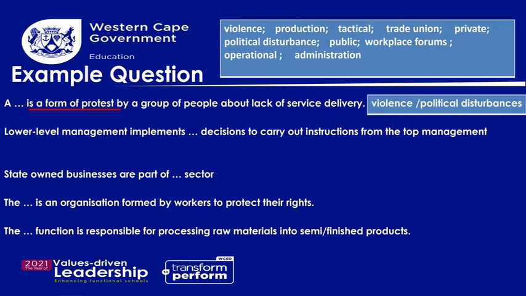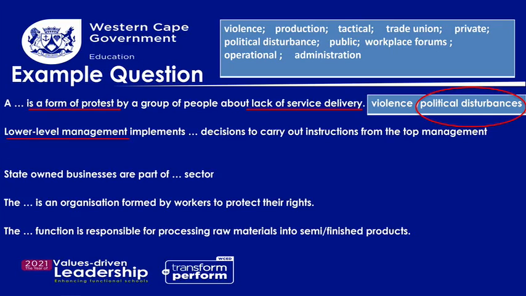Now the next thing that I'm going to do is I now need to choose between the 2, so I'm going to again underline another part of the sentence, and it's about lack of service delivery. So we now know that it's got nothing to do with violence, but it is more a political disturbance, and that is what we're going to choose. Right, Mr. de Klerk, you can just, there we go. So we've chosen the political disturbance there.